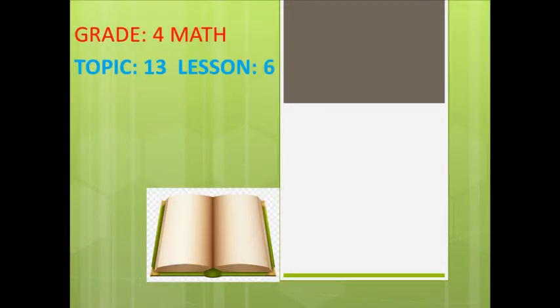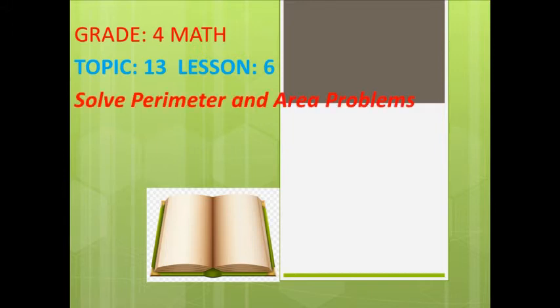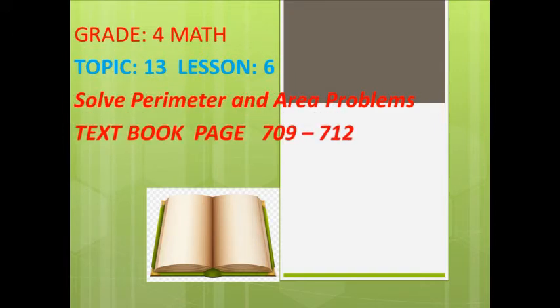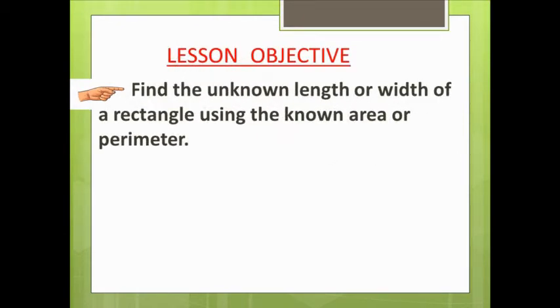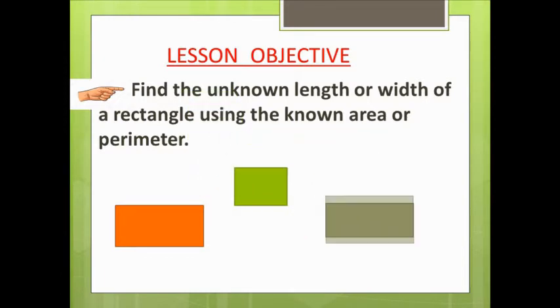Our lesson is number 6 from topic 13. Solve perimeter and area problems from textbook page 709 to page 712. Our lesson objective is to find the unknown length or width of a rectangle using the known area or perimeter.